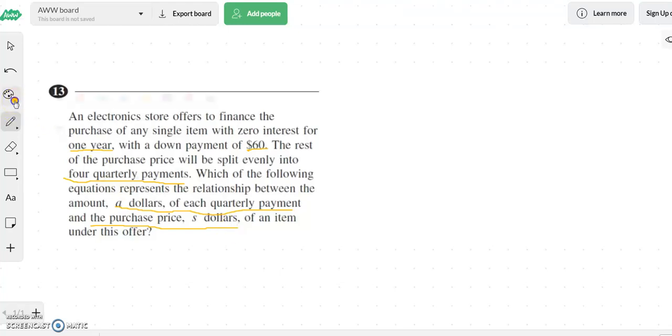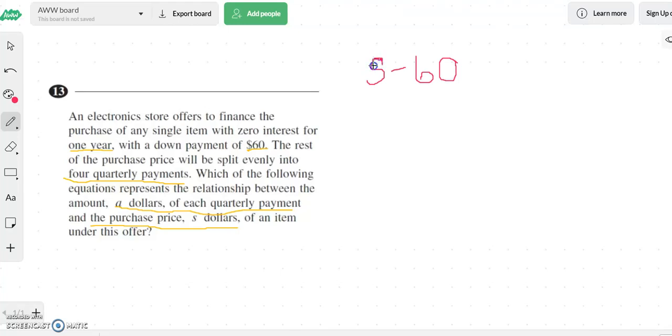So we're going to start off with S dollars, okay? The S dollars is the total amount that they have paid for this particular item. And we don't know what the amount was, but we do know that they put a down payment of $60 down on the item. Okay, this is an S, not a 5.